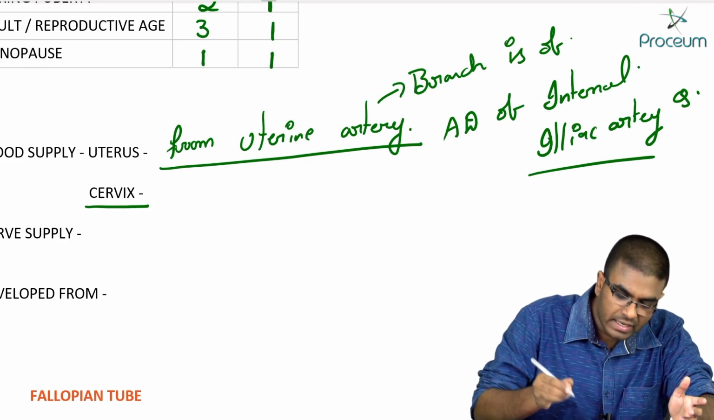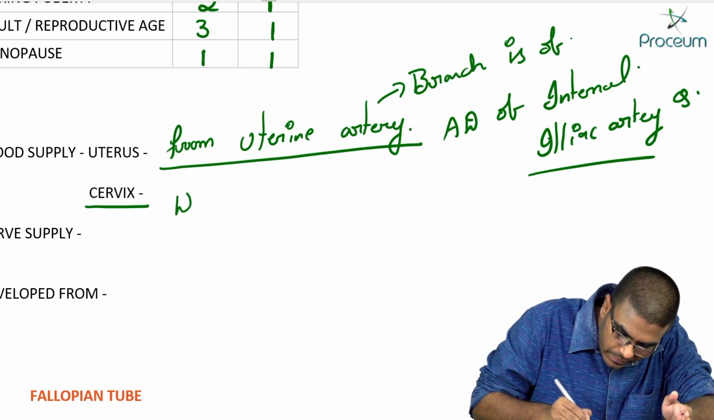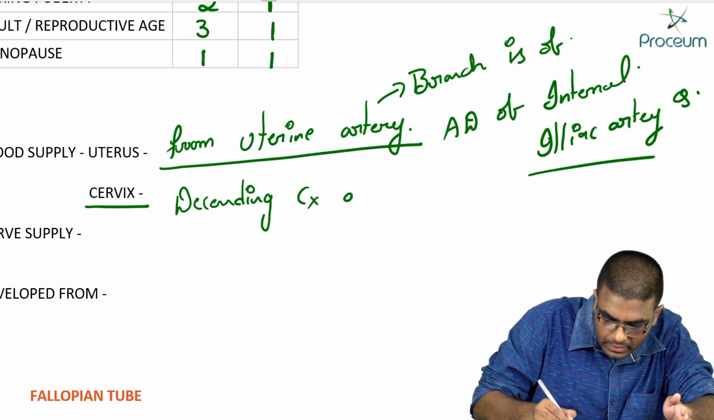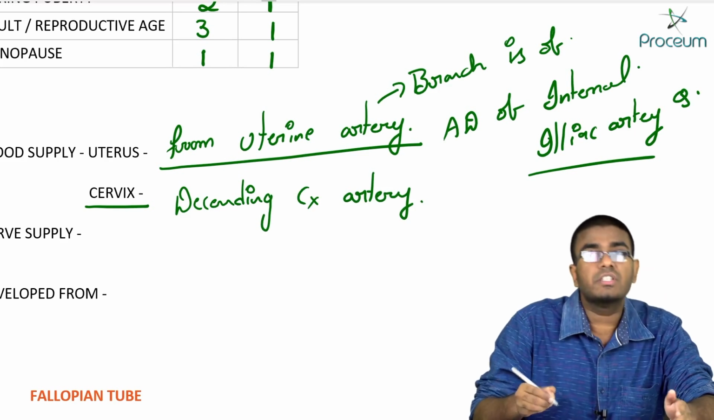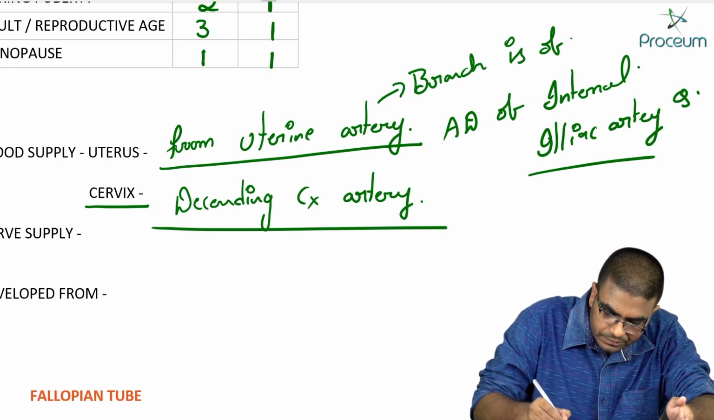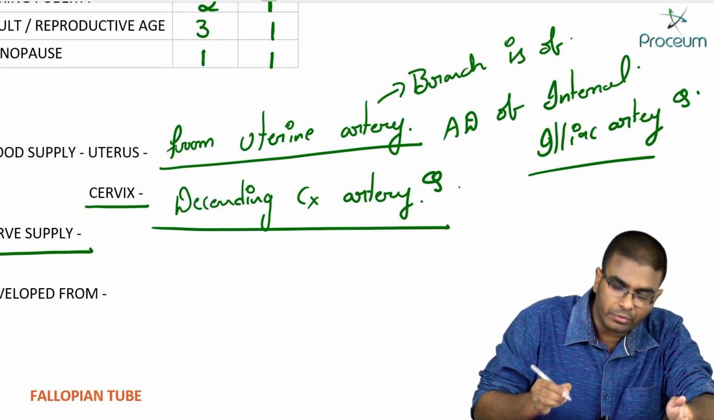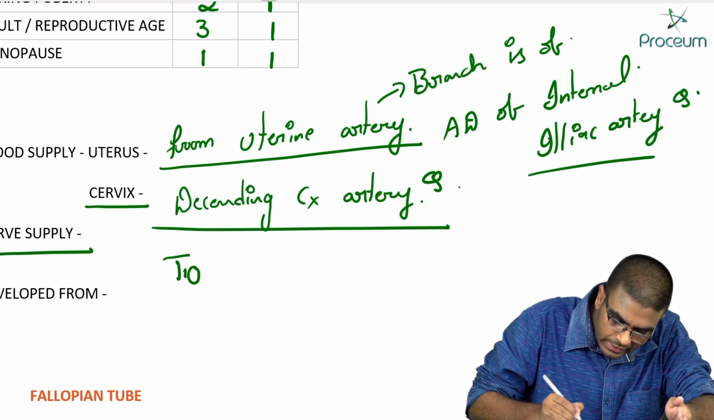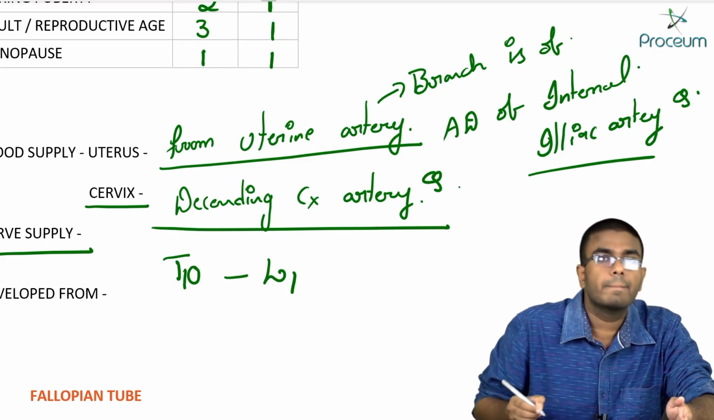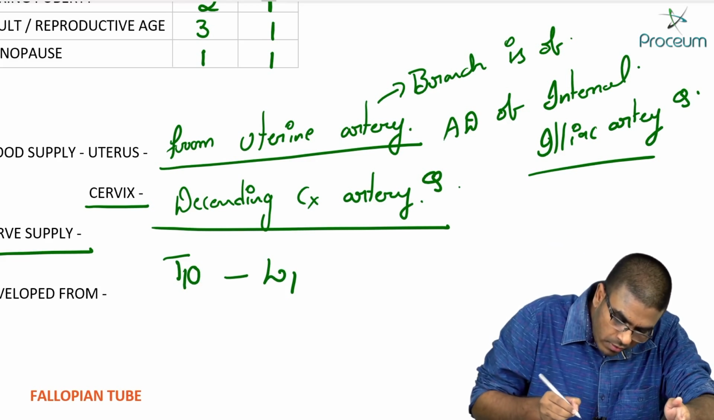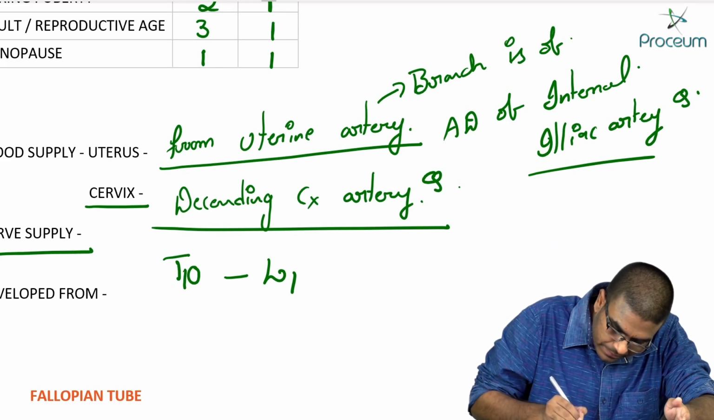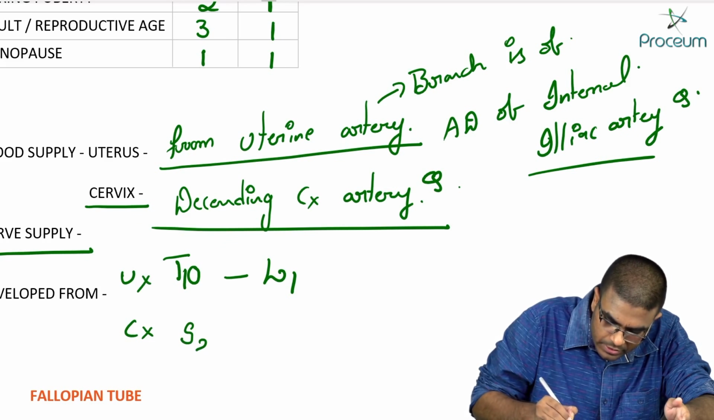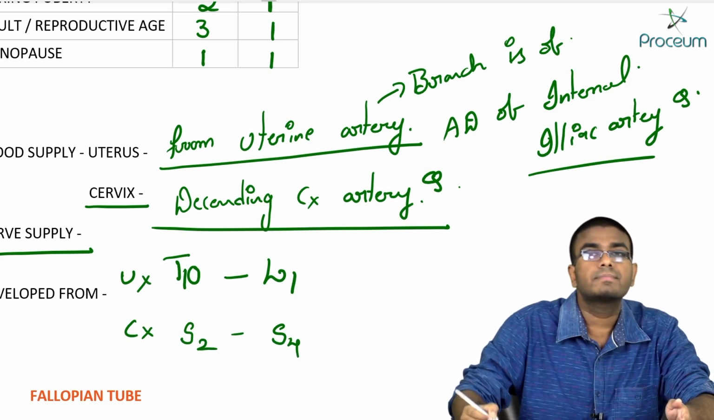Now cervix gets its blood supply from the descending cervical artery, which is a branch of the uterine artery. Now nerve supply for the uterus. Nerve supply for the uterus comes from the segments T10 to L1. Now nerve supply for the cervix comes from S2 to S4.